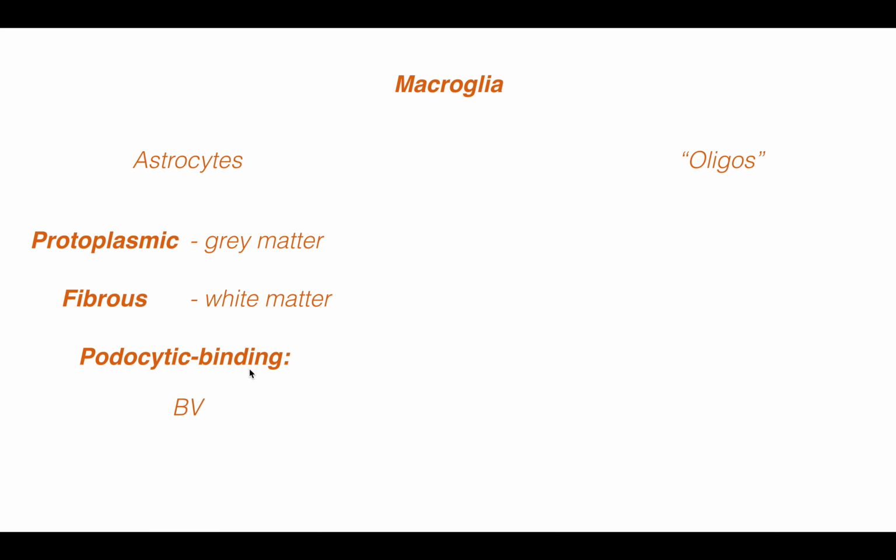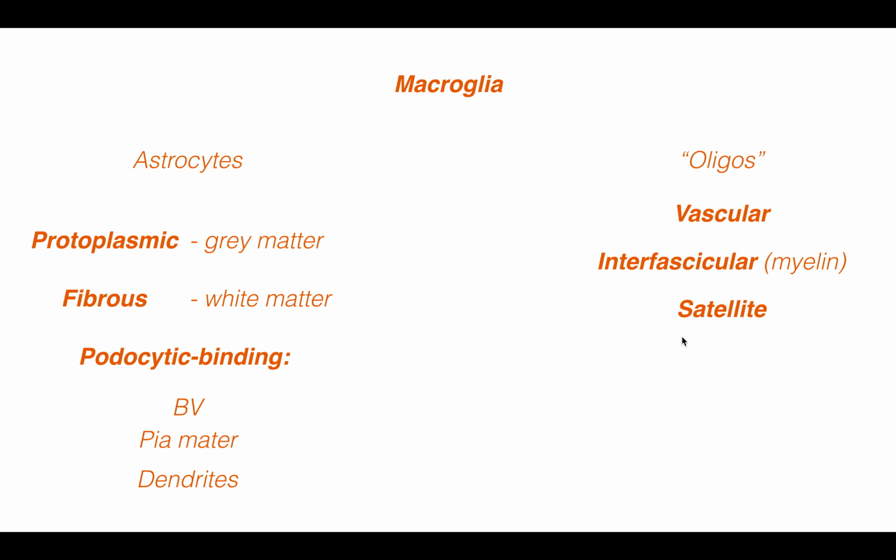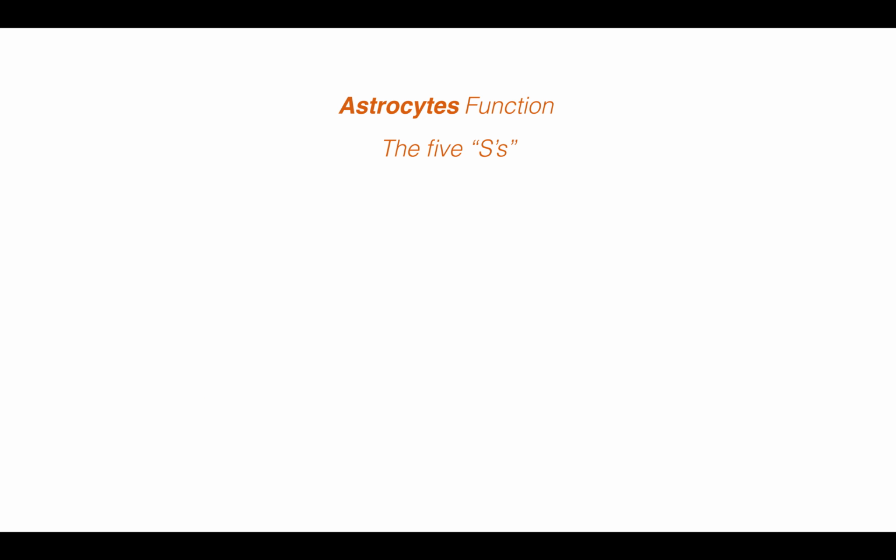So if we start with macroglia, the astrocytes are either protoplasmic, which means they are grey matter ones, fibrous, white matter ones, or podocytic binding ones, which go to the blood vessels, like we said, to form that blood-brain barrier, or to help reinforce the pia mater. So there are 3 different types of astrocytes that we really care about here. Oligos, the vascular ones, intravesicular, which help with the myelin formation. So you think oligodendrocytes, they're like the Schwann cells of the central nervous system. And then we have satellite cells as well.